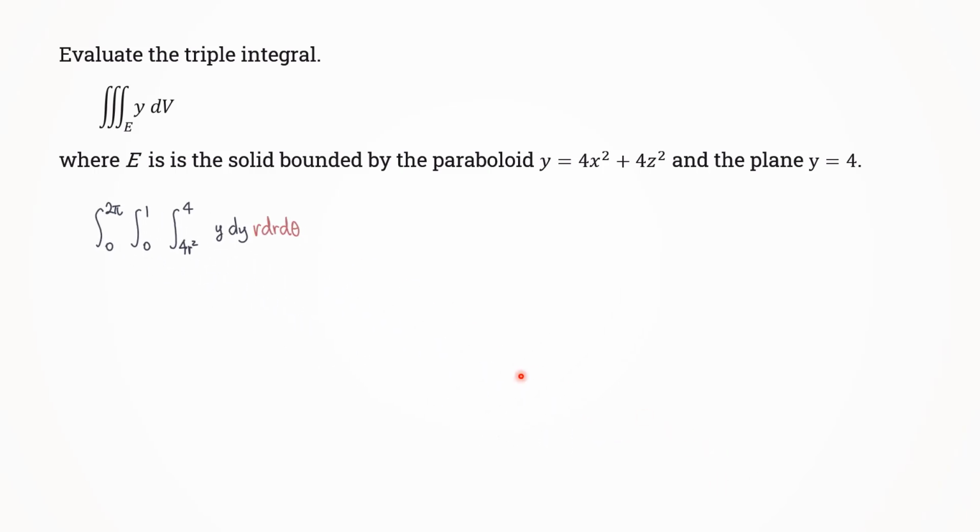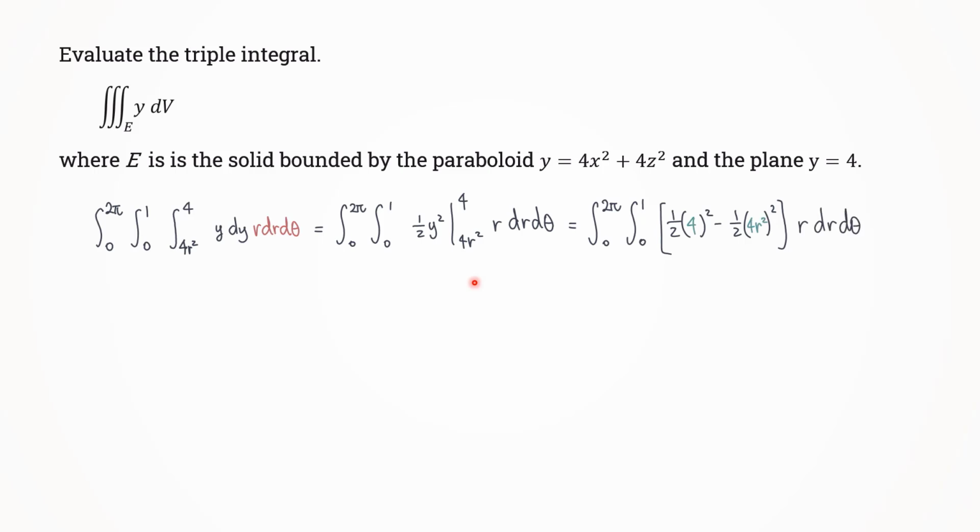Now, generally the calculation will be tedious, so I'm not going to spend all the time to do that. What I'm going to do here is simply outline the major steps, and then you can try it on your own. So first, we are going to integrate with respect to y, and then we get 1/2 y squared, and then we evaluate from 4r squared to 4. And then we plug those in, and then simplify.